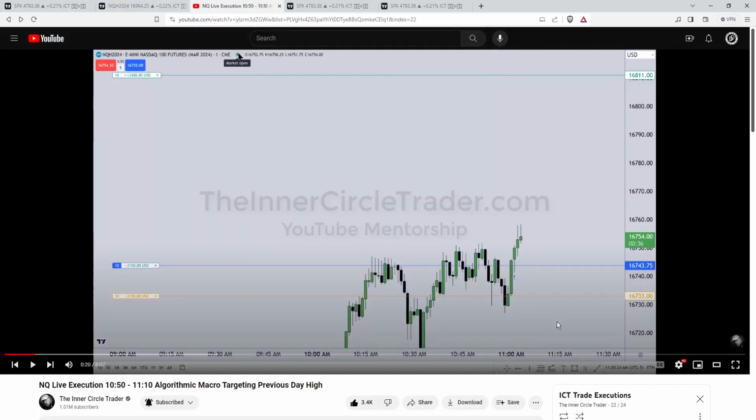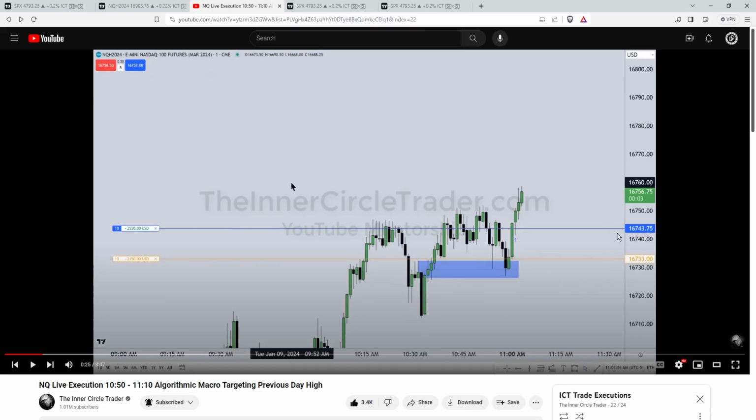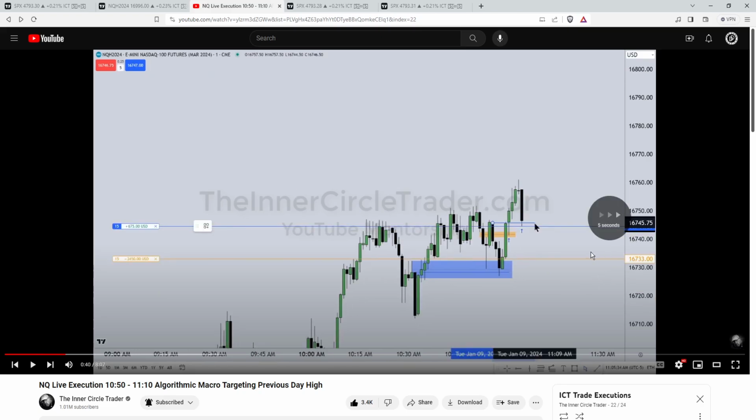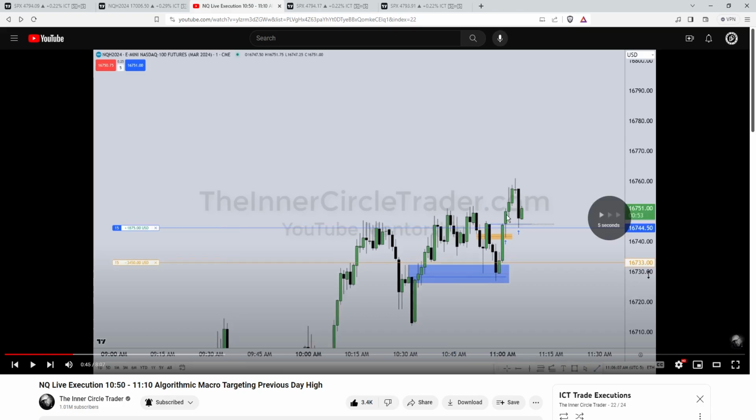So let's skip it ahead again. We're going to come back to his entry, 16,743.75. We're going to skip it ahead here. Look what he marks out. See these 3 consecutive down close candles with the fair value gap? That's a bullish order block, or a change in the state of delivery. So he's not anticipating for this low to get swept. Price created a change in the state of delivery higher.